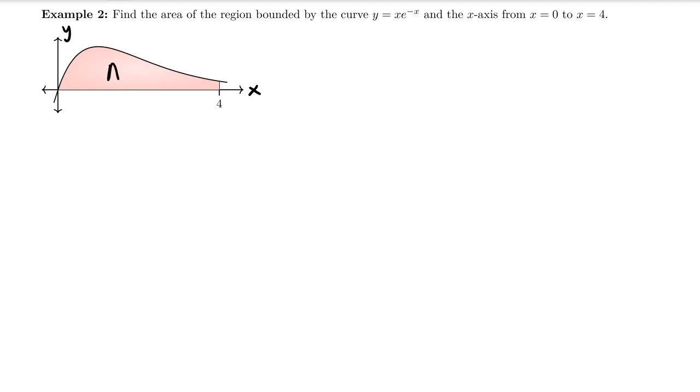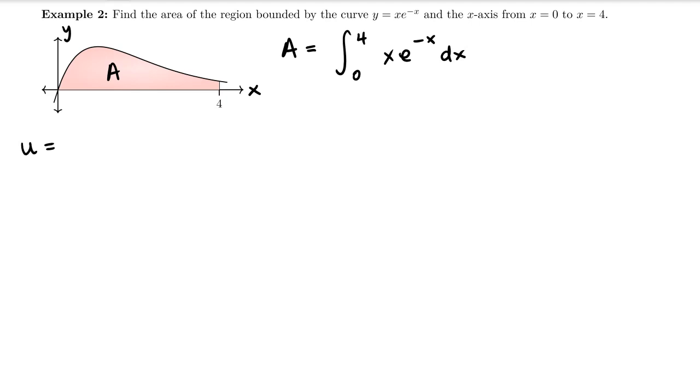So I'm going to call this area capital A. So we're trying to find capital A, and I'm going to say A is equal to, we can set up a definite integral to be able to find this, and that's going to be the integral from 0 to 4 of x times e to the negative x dx. And because I'm multiplying x times e to the negative x here, it's probably a good place to start to try and use integration by parts.